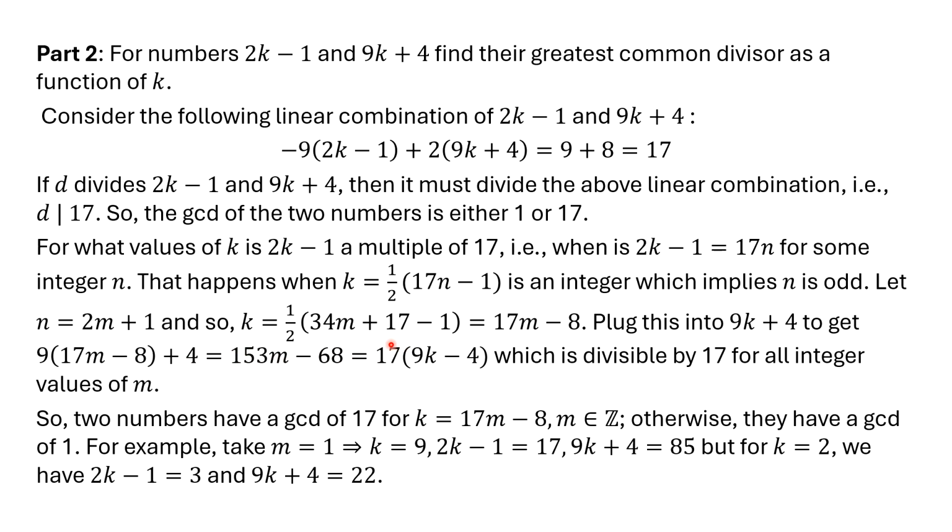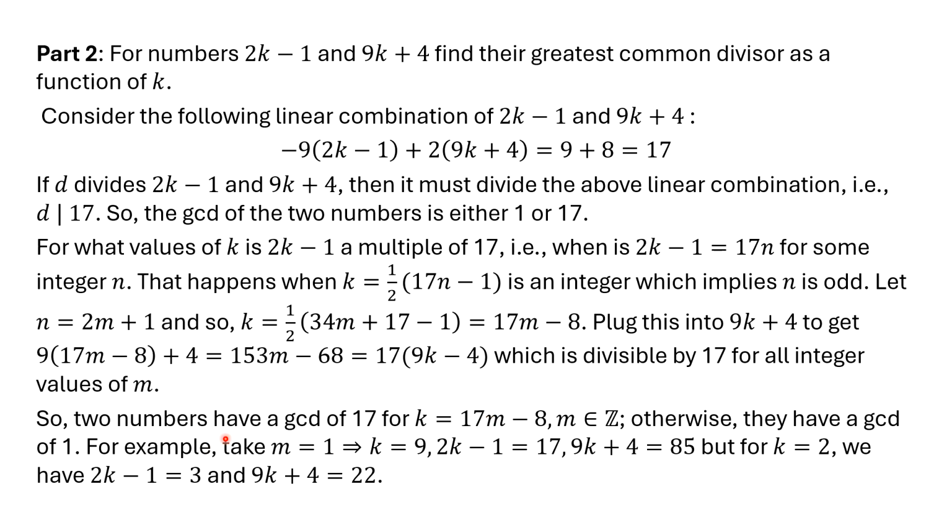And then, in fact, 17 can be factored out of both of these terms, and we get 17 times 9k minus 4, which is always divisible by 17 because of this factor here. So two numbers have a GCD of 17 when k is of the form 17m minus 8 for some integer m. Otherwise, they have a GCD of 1. Okay, so that's this answer.